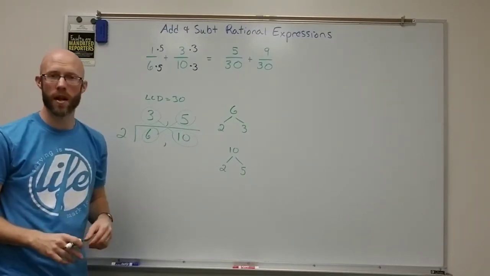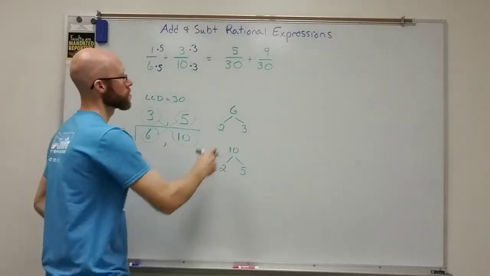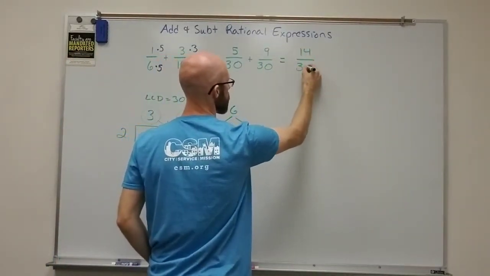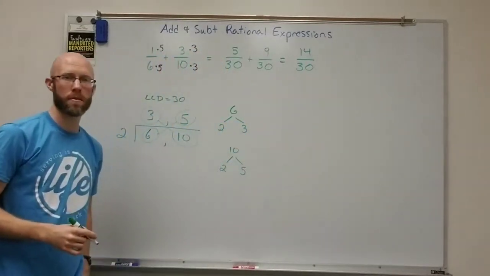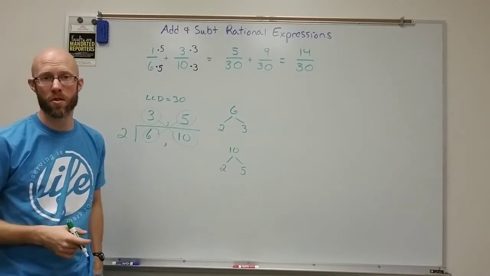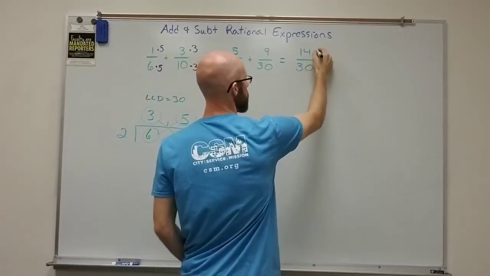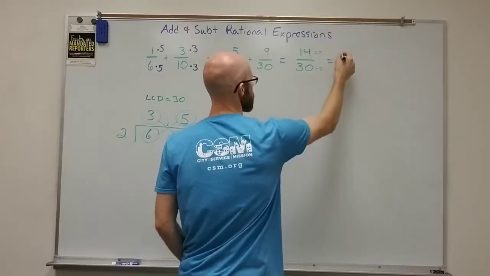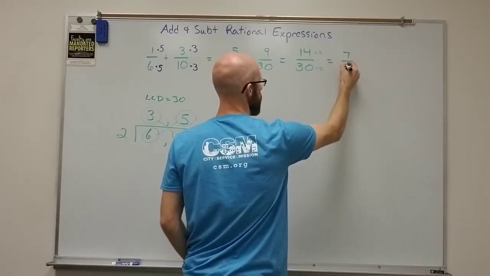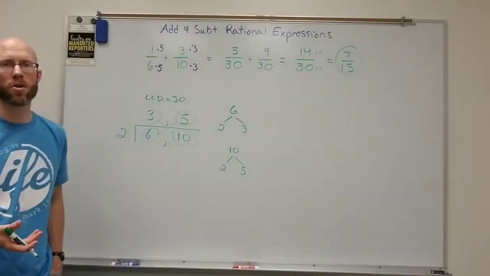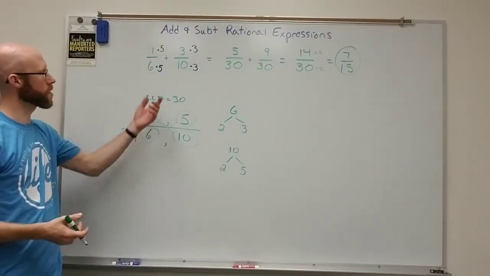And then you can add those two numbers together. So 5 plus 9 is 14, just like we did with common denominators. And then, of course, if it reduces, we should reduce. So 14 over 30 reduces. If I divide both top and bottom by 2, we'll be left with 7 over 15.